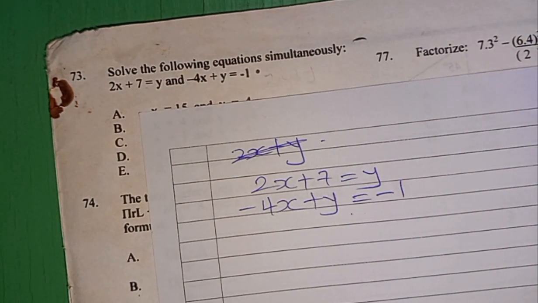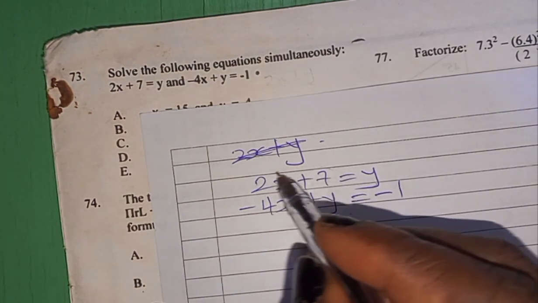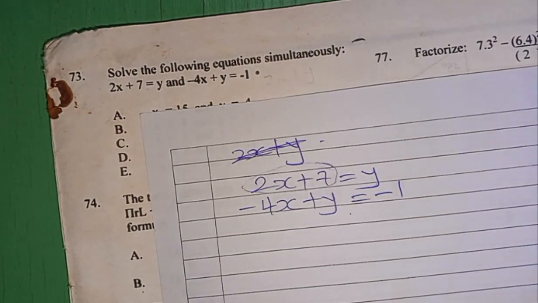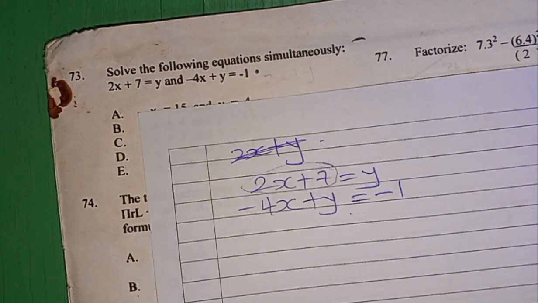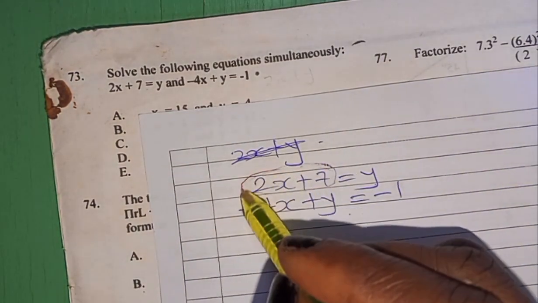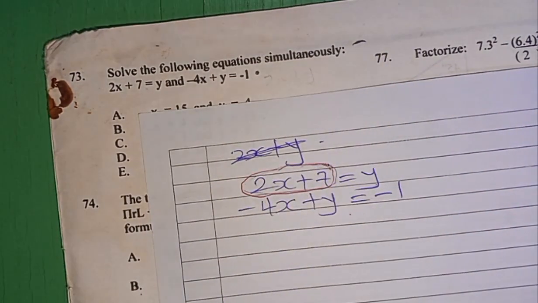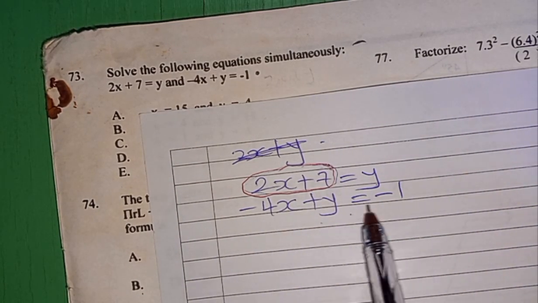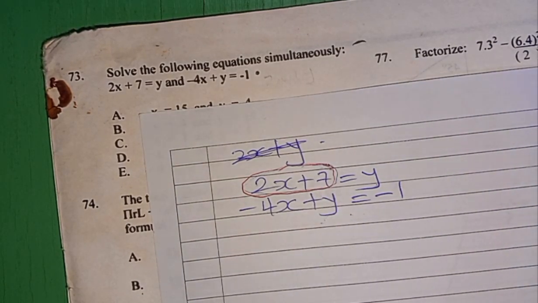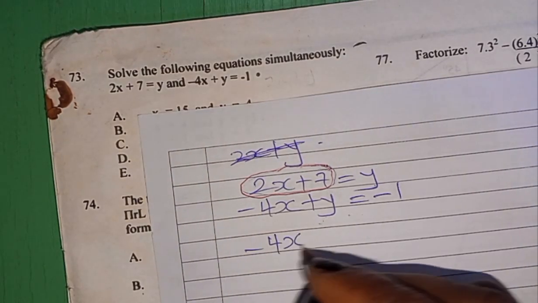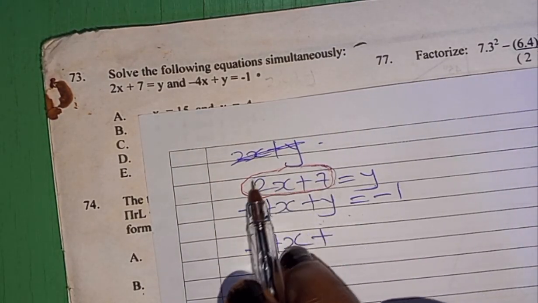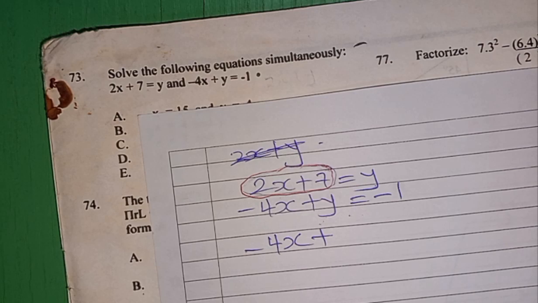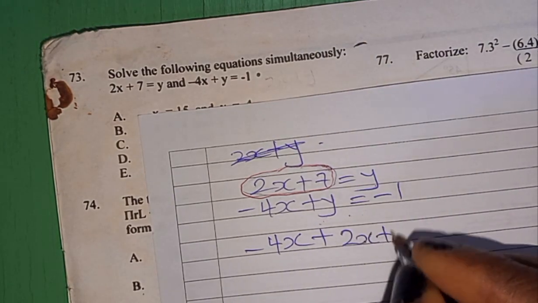I think the substitution method is better because y is already the subject. Y is already this, so this is good for the substitution method. So I'll come into the second equation and put this in as my y. So I have minus 4x plus, our y is now this, 2x plus 7.